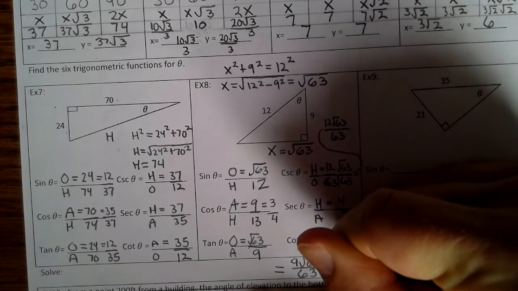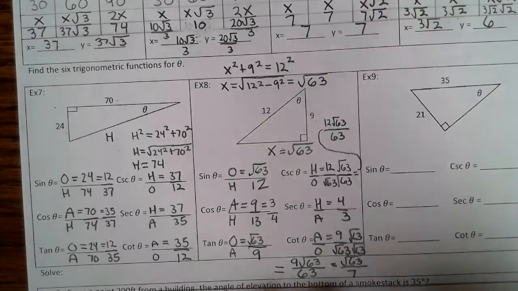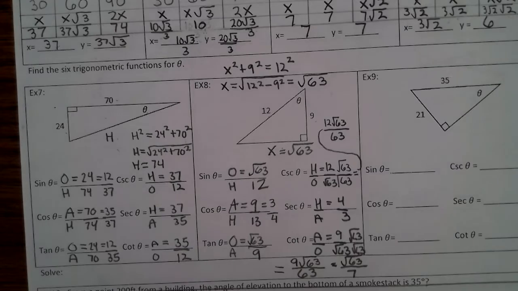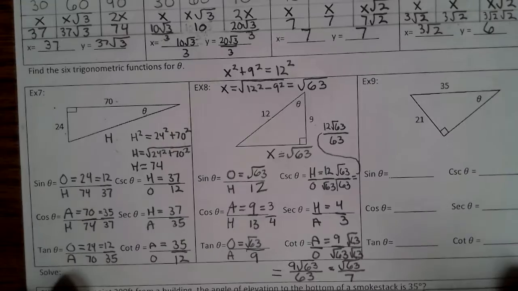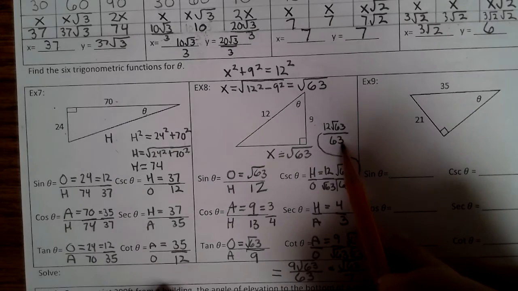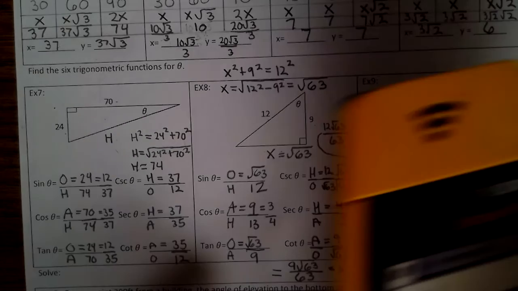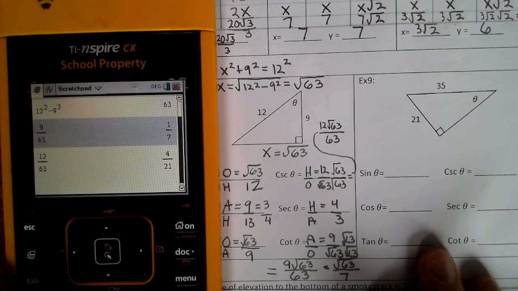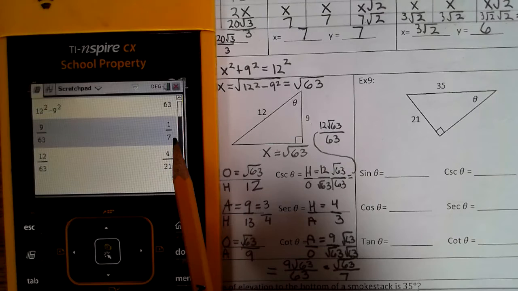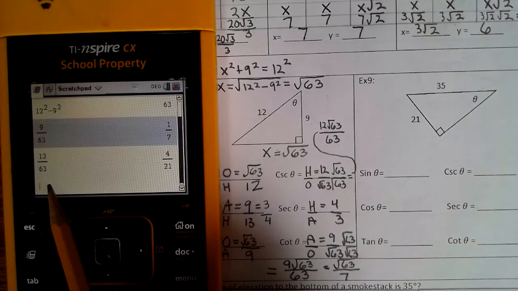Which makes me think, if this reduces, we need to double check to see if this reduces. And you can see here from the calculator work that 9 divided by 63 reduces to be 1/7. 12 divided by 63 reduces to be 4/21. So this becomes 4 square root of 63 divided by 21. So you always want to make sure and see if you can reduce.